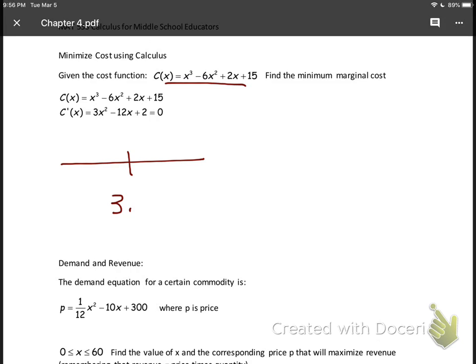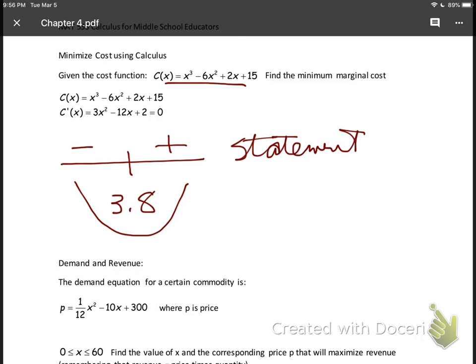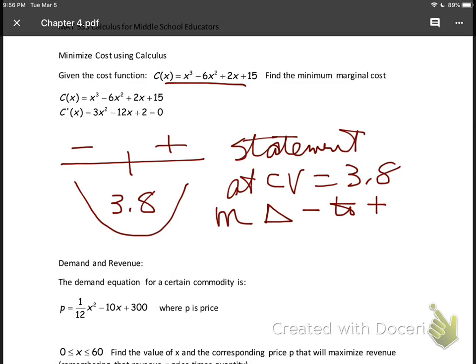So here's my 3.8, and I'm going to check to the left and to the right, and this is what I'm getting. And so that tells me that I have a minimum right here. So I would have a statement that says that. So you always have to have a statement. So how about at CV equals 3.8, the slope, and that's m, changes from negative to positive. Okay, therefore, we have a min. All right, so that's your statement.